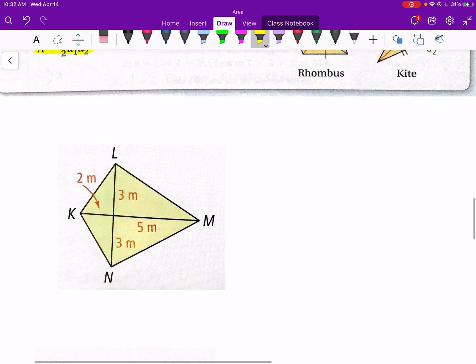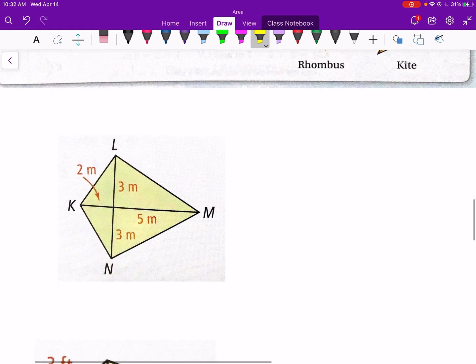So let's put this to use. So here we have a kite, and we want to find the area. I'm going to call this diagonal right here, the long diagonal, the main diagonal, D1, diagonal 1, and that means this one can be diagonal 2.